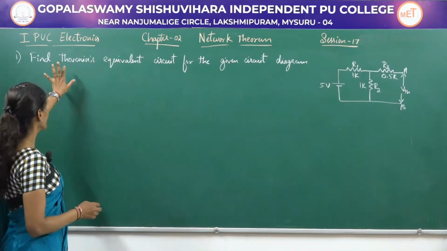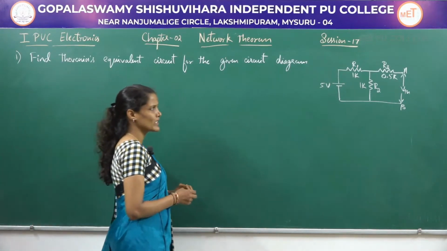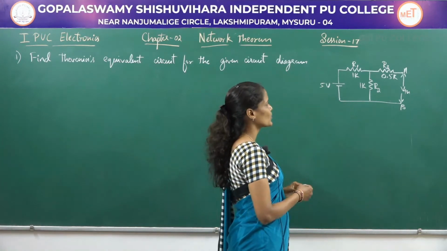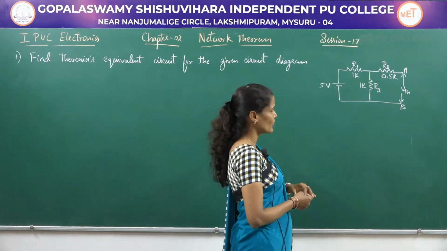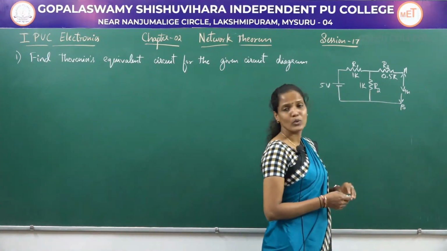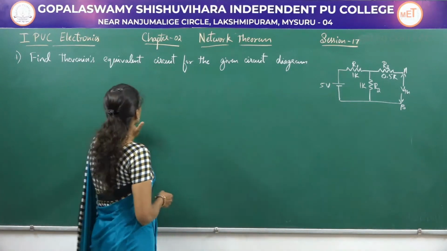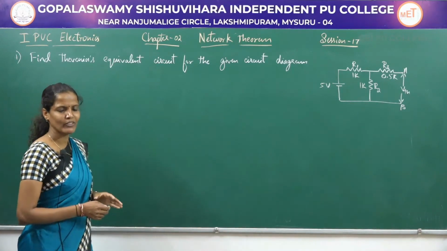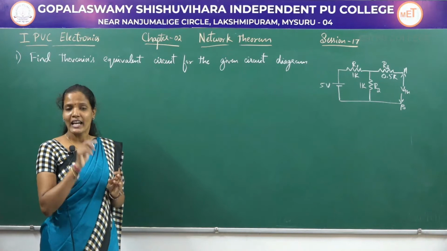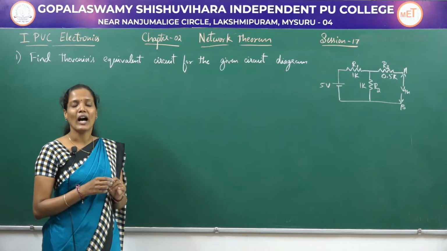The problem is, you have to find the Thevenin's equivalent circuit for the given circuit diagram. Here they have given one circuit diagram which contains 3 resistors R1, R2 and R3 and one voltage source having a voltage of 5 volts, and these two terminals are named as A and B. The voltage across those two terminals is called VThevenin. Thevenin's equivalent circuit is nothing but a circuit which contains only one voltage source, VThevenin, and to that voltage source we connect one single resistor which is named as RThevenin.